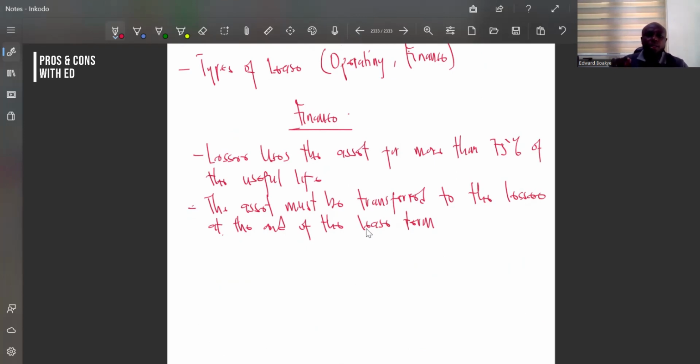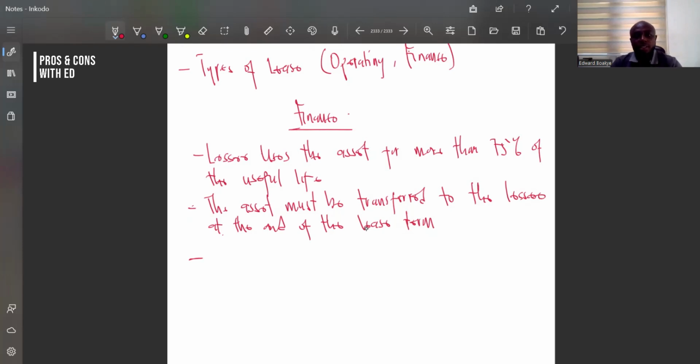We will incorporate this at the beginning of the lease contract. At the beginning of the lease contract, it will state that once the lease term is done, the asset will be transferred to the lessee. In that case, we say that contract is a finance lease contract. All right, what other point can we talk about?